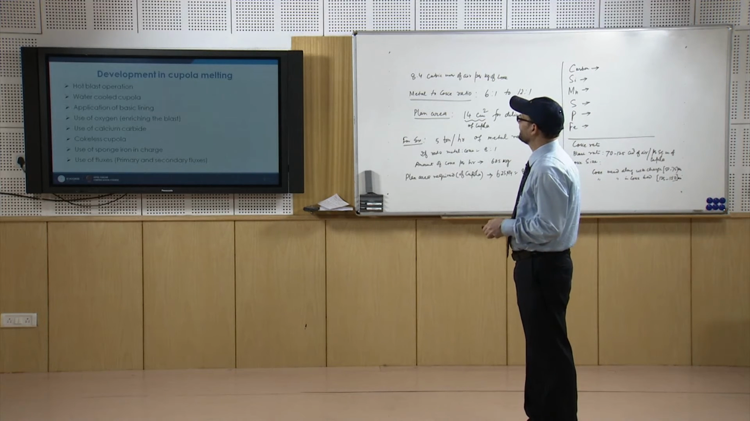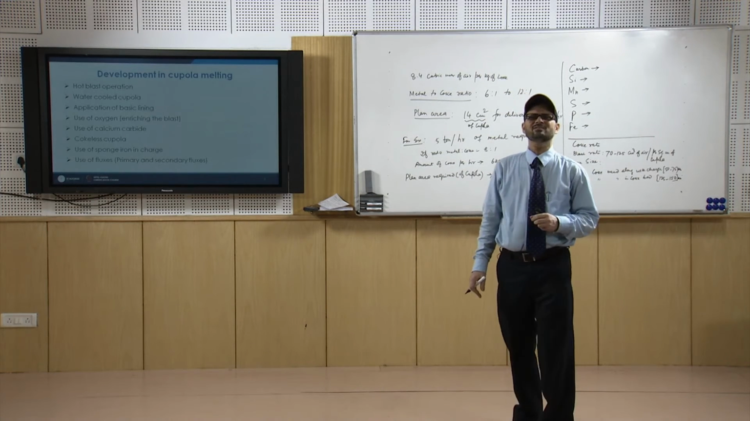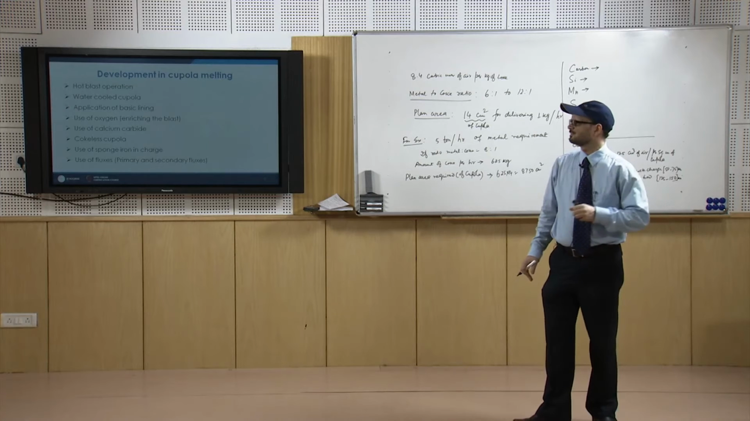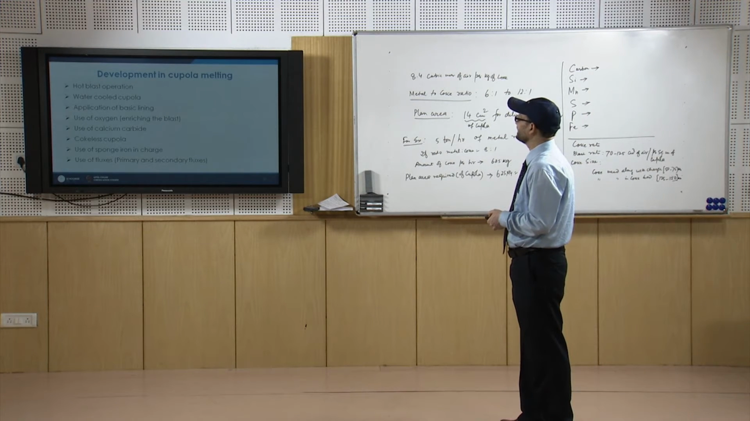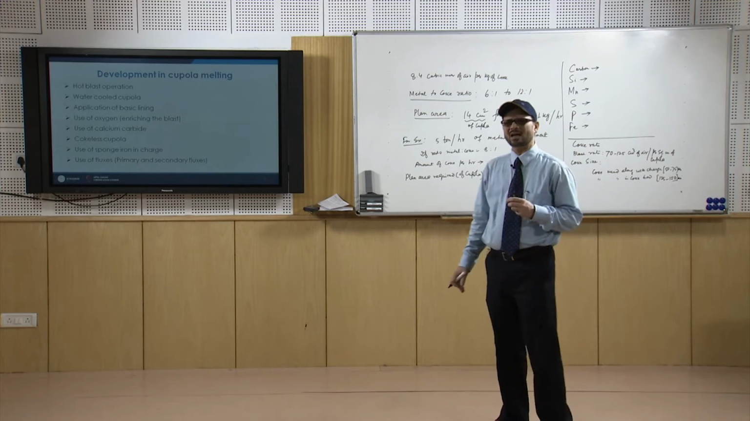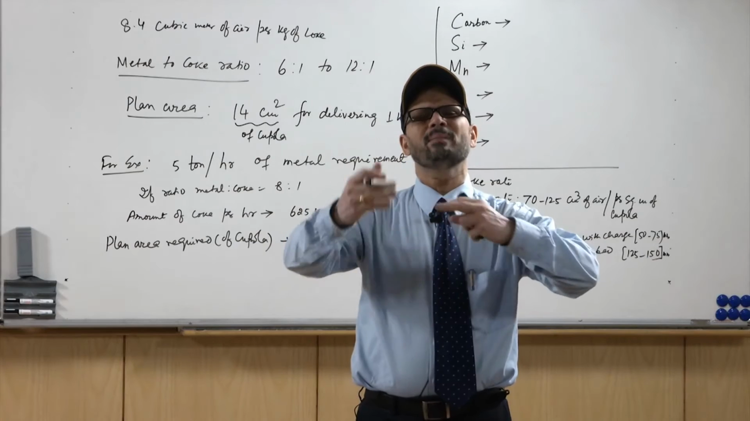Application of basic lining: many times you need to provide the basic refractory lining, because for the efficient removal of the sulfur and phosphorus, this basic lining is to be provided. Acid slags are not effective in that case. So, you provide the basic lining. Oxygen enrichment of the blast is done, and oxygen enrichment of the blast increases the metal temperature.